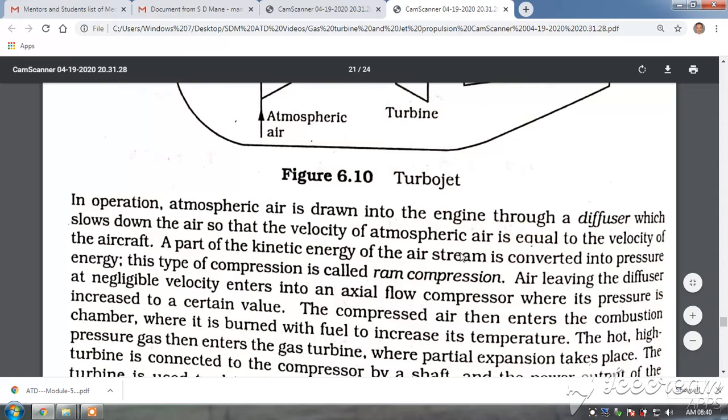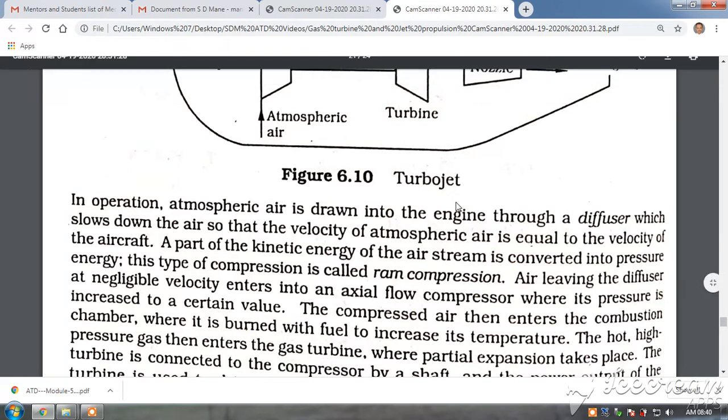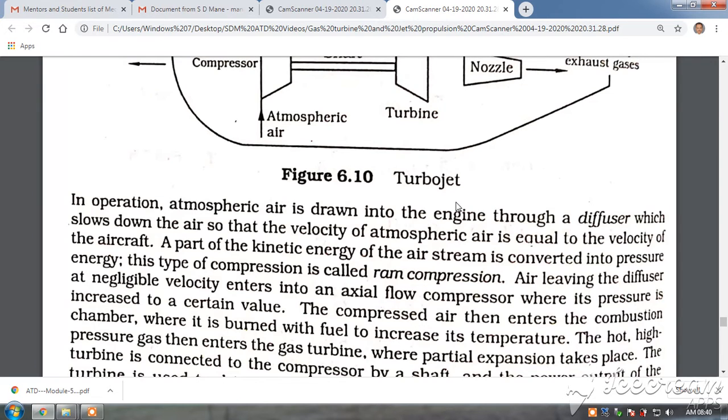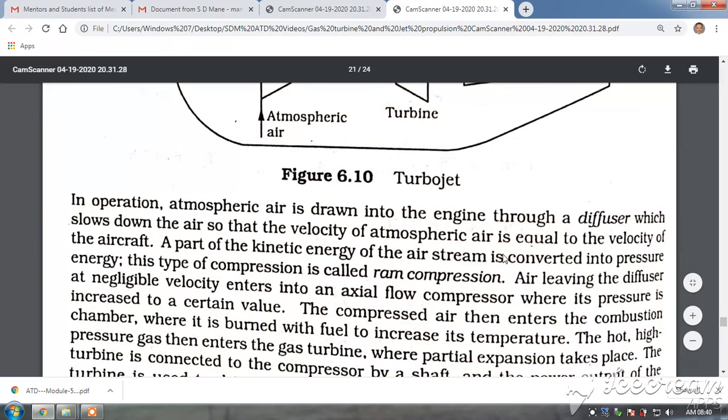In operation, air is drawn into the engine through a diffuser. The diffuser is opposite to the nozzle. In the nozzle we convert pressure energy or heat energy into velocity, and this is the reverse: we convert velocity into pressure, which passes through a diffuser that slows the air. So the velocity of the atmospheric air is equal to the velocity of the aircraft, and part of the kinetic energy of the airstream is converted into pressure energy. This type of compression is known as ram compression.